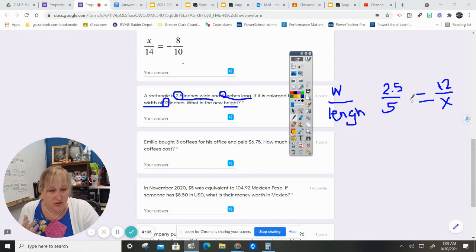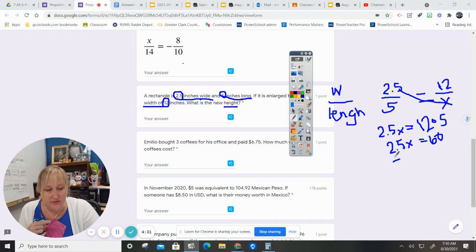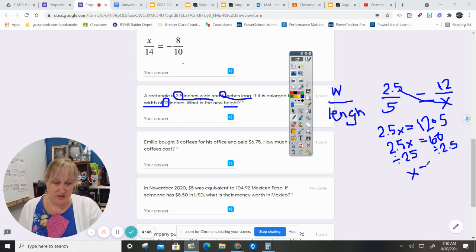So now we are just going to cross multiply. 2.5x equals 12 times 5. So I'm going to go ahead and do 12 times 5. I know it's 60 equals the 2.5x. Now remember, just like we did on the practice of cross multiplication, in order to isolate that variable, I have to move the 2.5 away. So I'm dividing both sides by 2.5. I know that 2.5 divided by 2.5 is 1, so that just leaves x on this side.